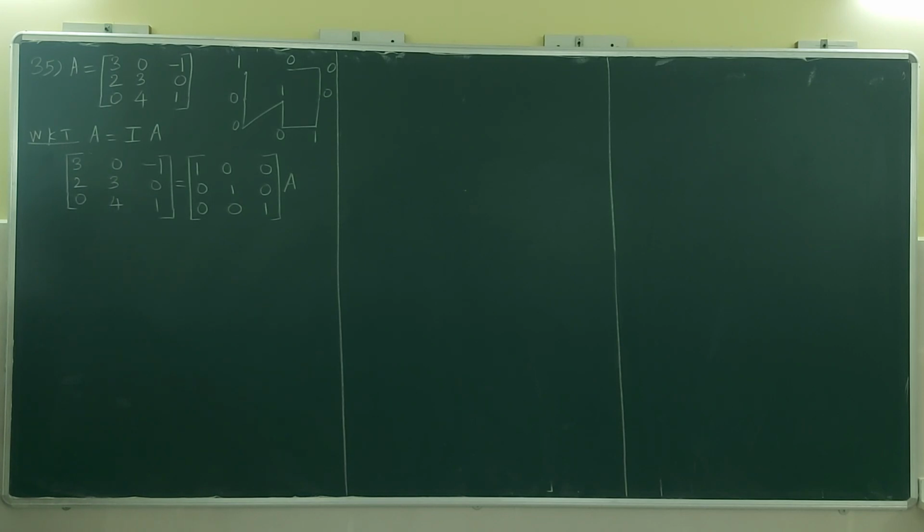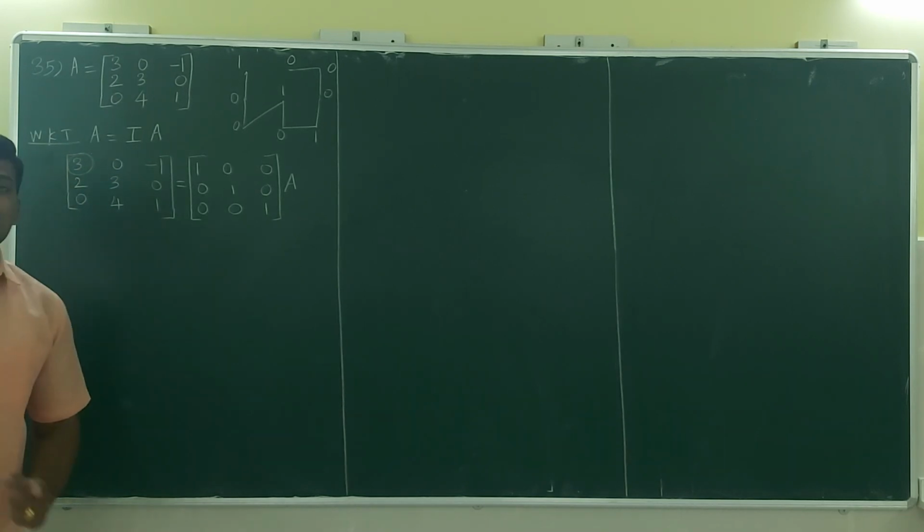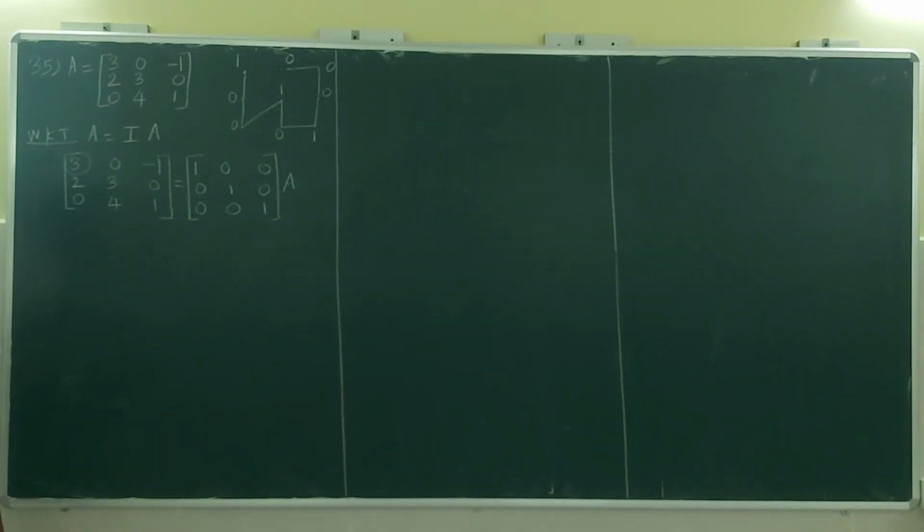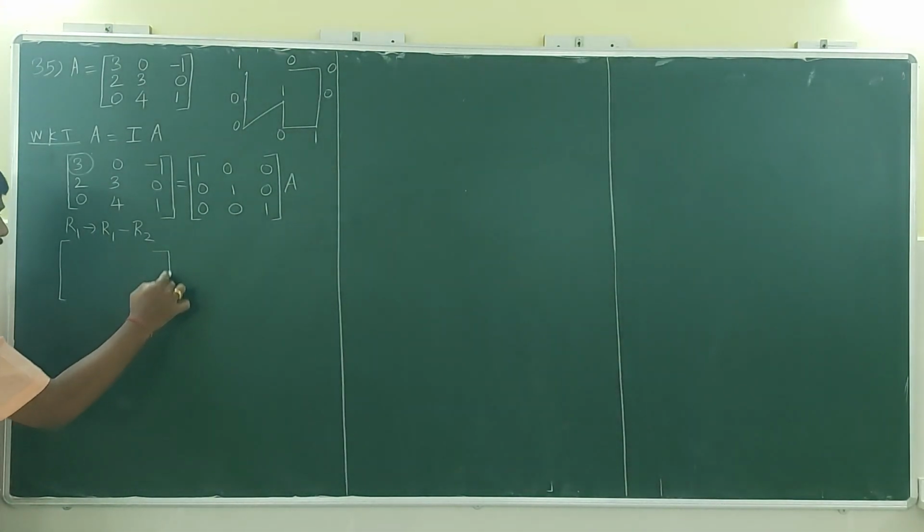Listen. Our aim is to make this first element 1. So how will I make the first element 1? It is very simple. We have 2 here. If I subtract these two rows, this first element will become 1. Am I right? So the first operation is R1 implies R1 minus R2. Listen carefully, just follow the instruction.